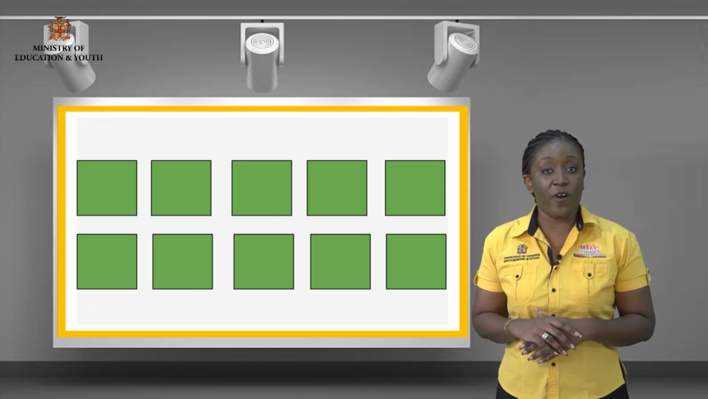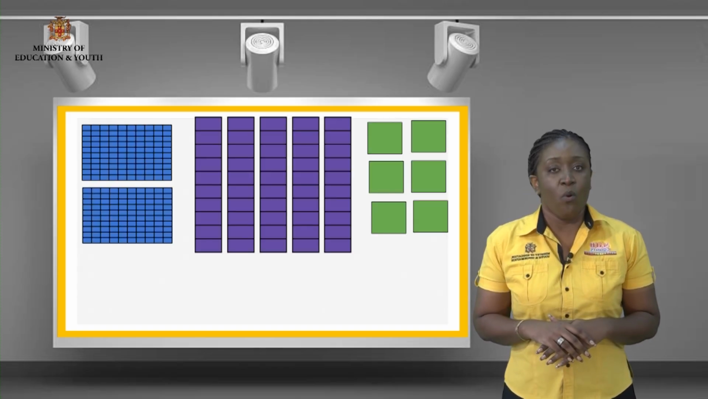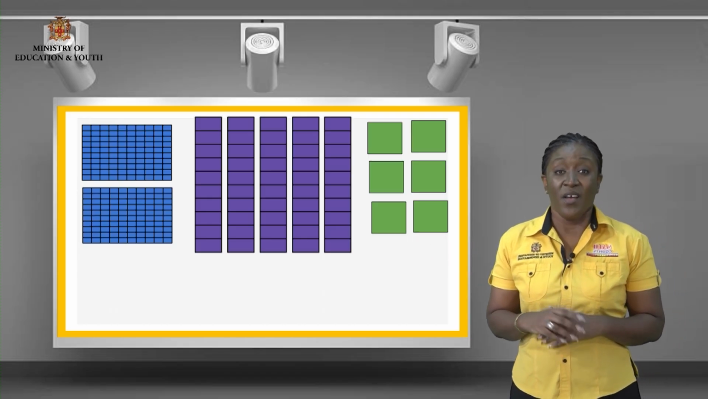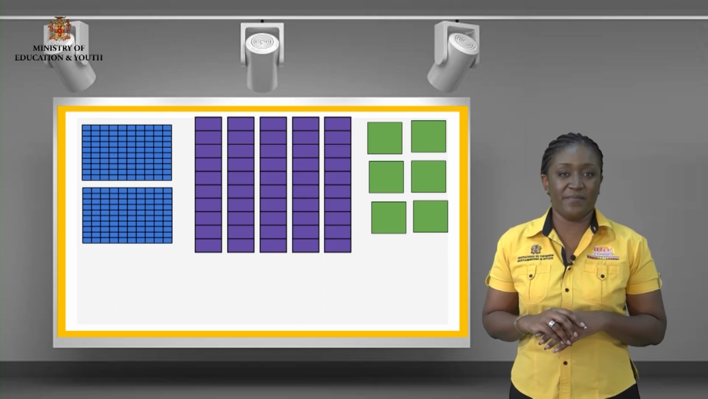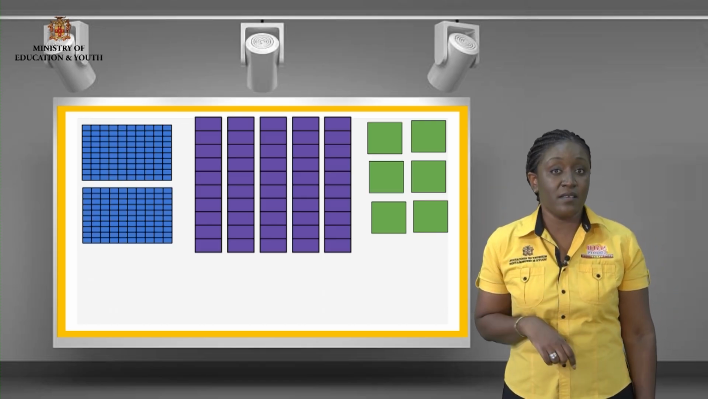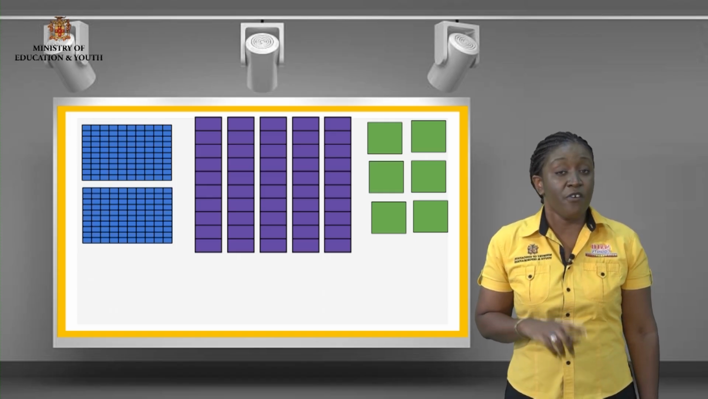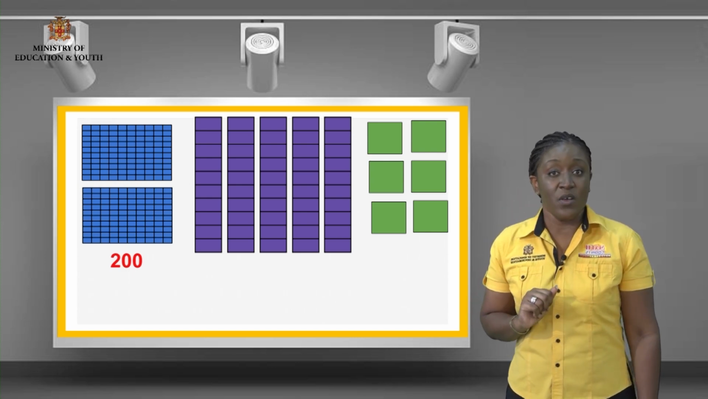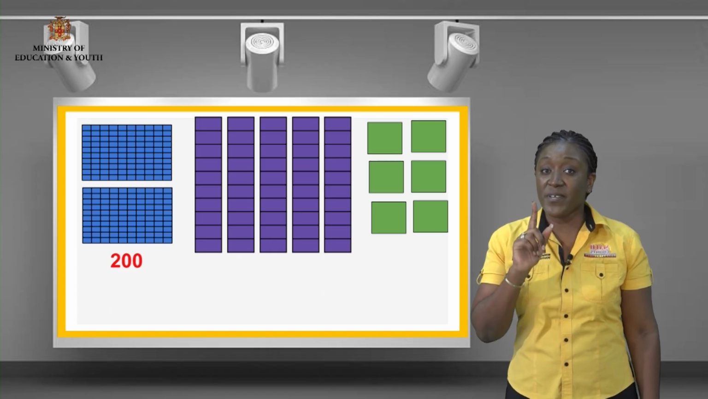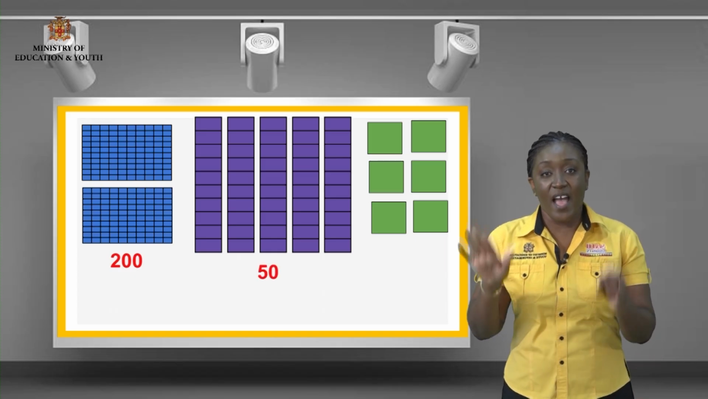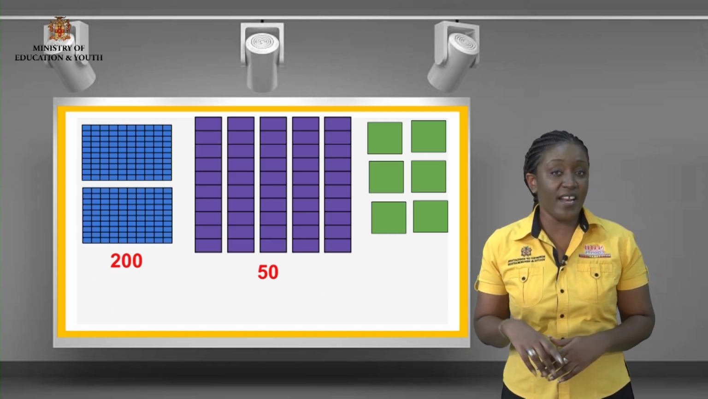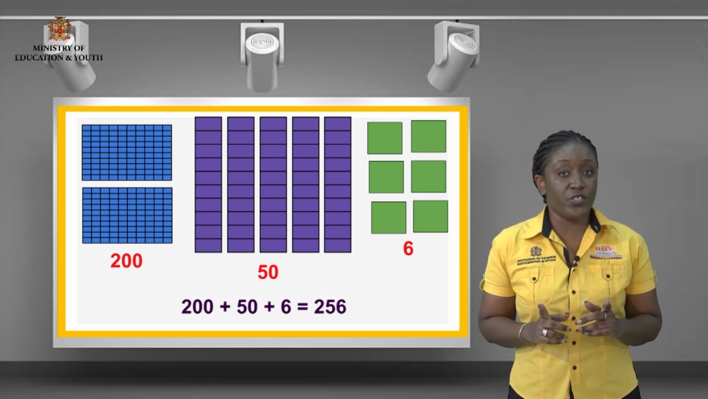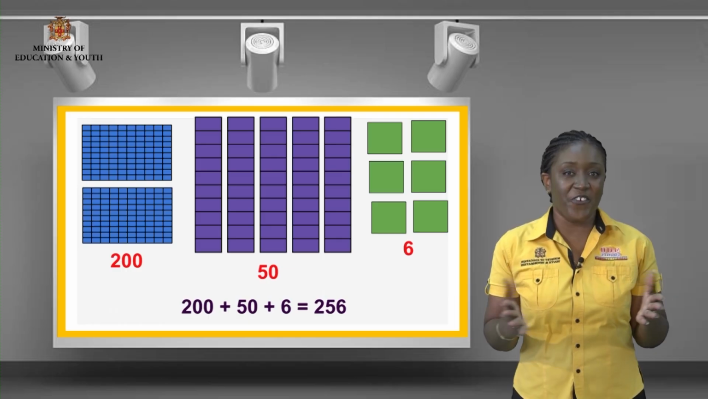Let us now look at our first activity. What numeral is represented by the blocks shown? Wow, I knew you could do it. We have 2 flats, which is 2 groups of hundreds, represented as 2 hundreds. We have 5 rods, which is 5 groups of tens, represented as 50. And we have 6 units, which is represented as 6 ones. So, our numeral is 256. You are doing great, boys and girls.